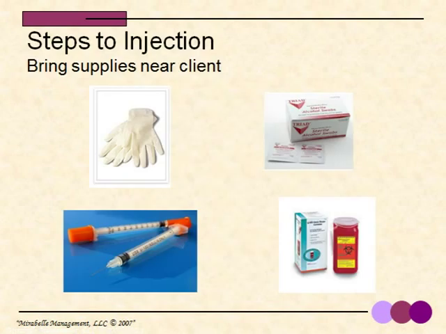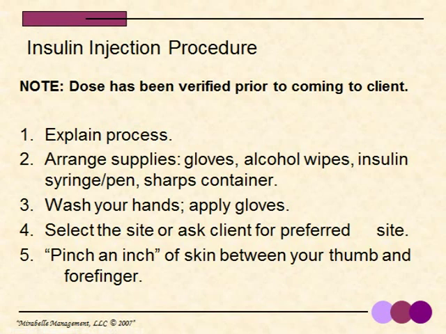Before bringing the syringe with insulin or the insulin pen to the client, you must verify the first 5 rights of medication safety. Then bring all the supplies you'll need to the client. The supplies include gloves, alcohol wipes, a sharps container, and a syringe with the prescribed units of insulin or the prescribed insulin pen. Here now is the procedure for an insulin injection.